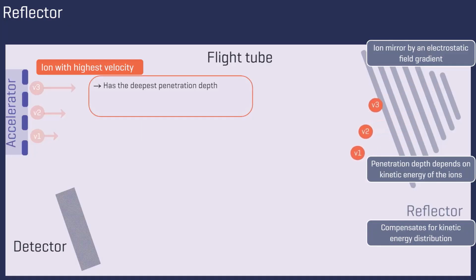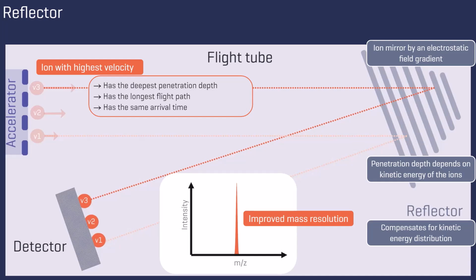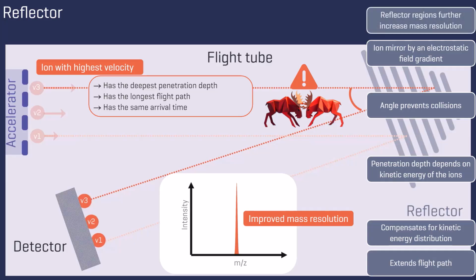Ions with higher kinetic energy penetrate further into the reflector before being returned. They take a longer path, and their arrival times at the detector are ideally the same as for slower ions of the same m/z with lower kinetic energy. This results in better resolution. Note that there is an angle between the flight tube and reflector that prevents returned ions from colliding with those entering the reflector. Furthermore, the reflector extends the flight path length, which additionally leads to improved resolution, without increasing the instrument size. Using two reflectors, as you can imagine, is even better than just one.